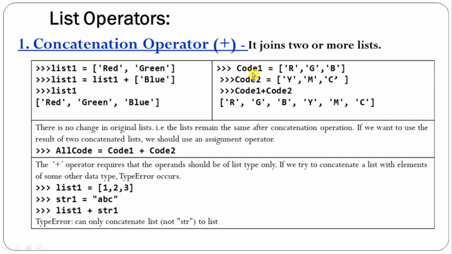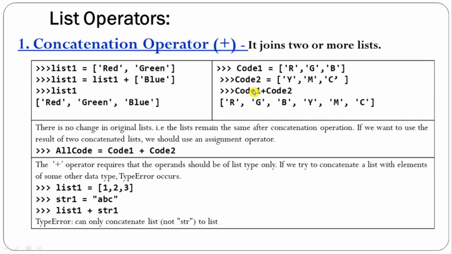Another example: code1 is having R, G and B, and code2 has Y, M, C. When we give code1 + code2, all the codes from the first list will be displayed, followed by the codes from the second list: R, G, B, Y, M, C. So the items from the two lists are concatenated together by using this plus operator.